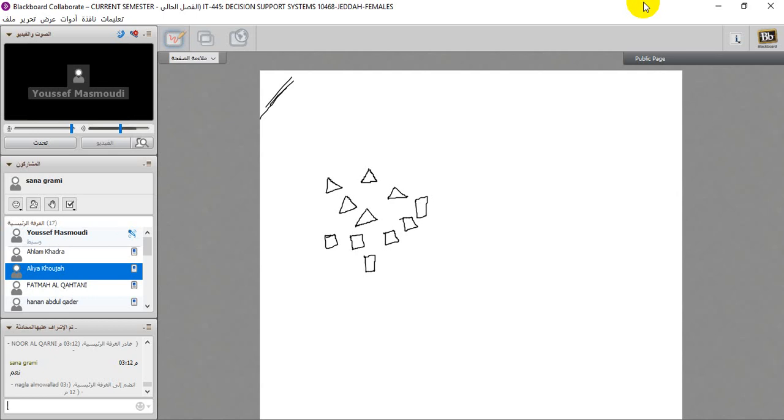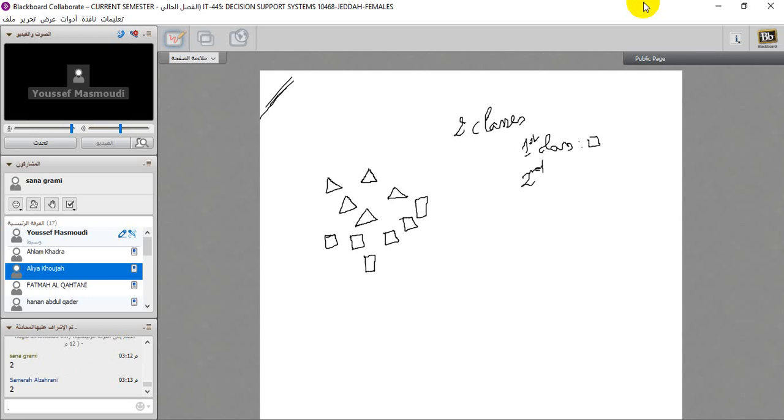Okay, so how many classes do I have here in this point? Two, right, exactly, 2 classes. The first class is the squares and the second class is the triangles, right?